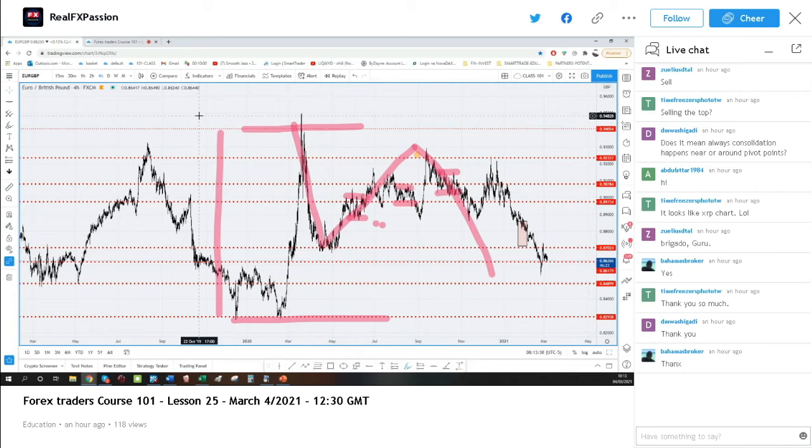It looks like a Ripple chart. It's not, it's EURGBP. You know?